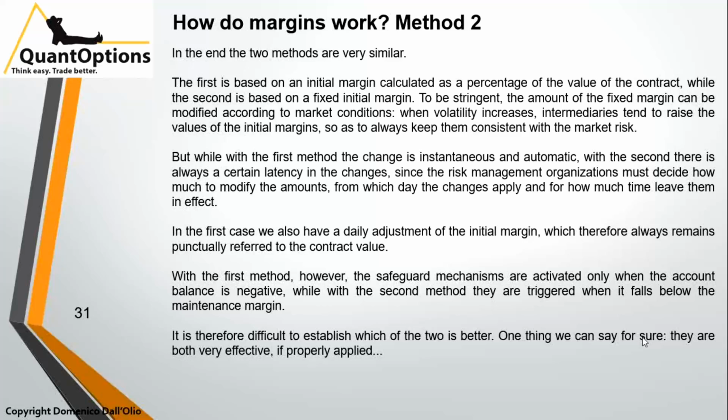In the first case, we also have a daily adjustment of the initial margin, which therefore always remains punctually referred to the contract value. With the first method, however, the safeguard mechanisms are activated only when the account balance is negative, while with the second method they are triggered when it falls below the maintenance margin, so this is more precautionary. It is therefore difficult to establish which of the two is better, but one thing we can say for sure: they are both very effective, and once again, if they are properly applied.